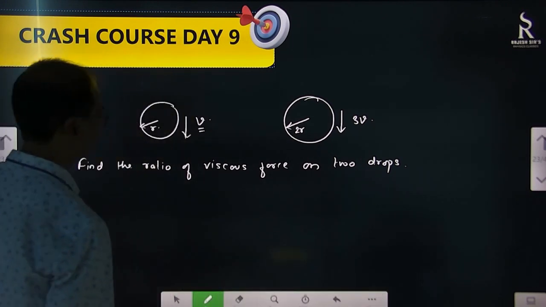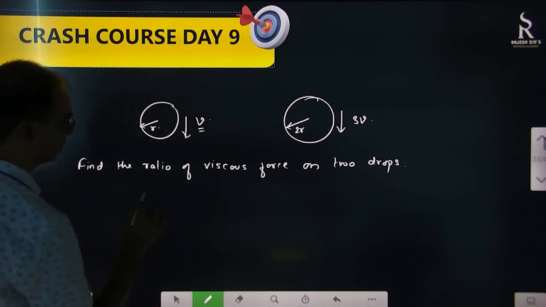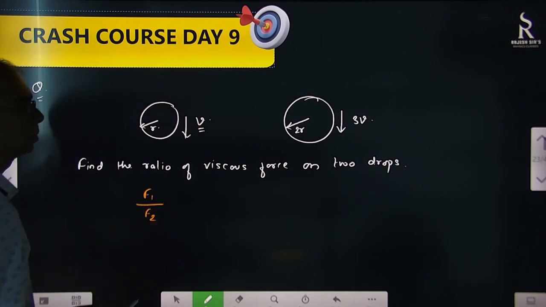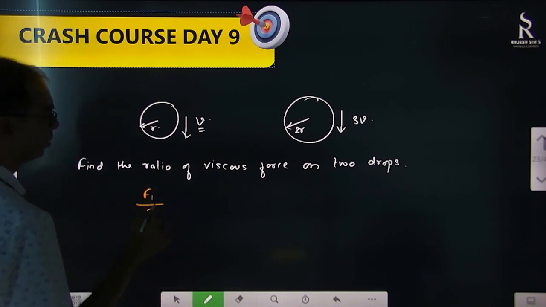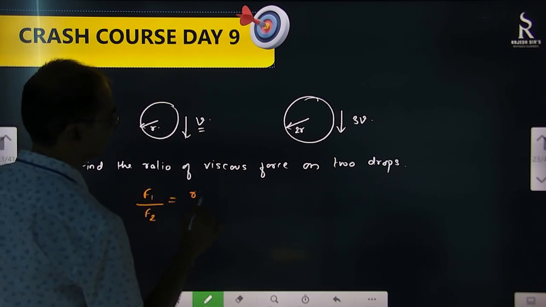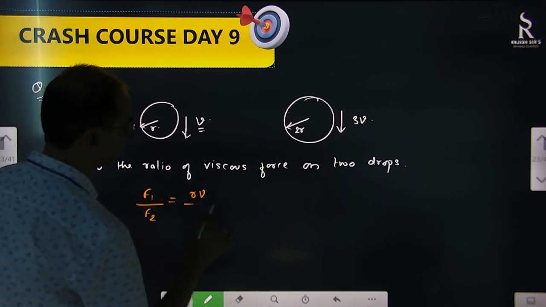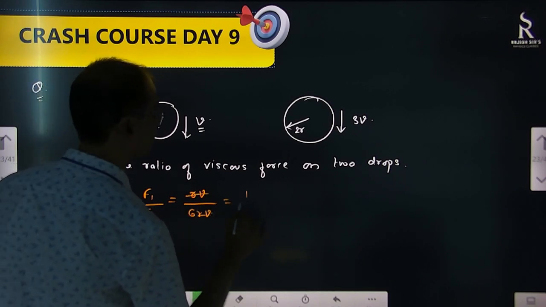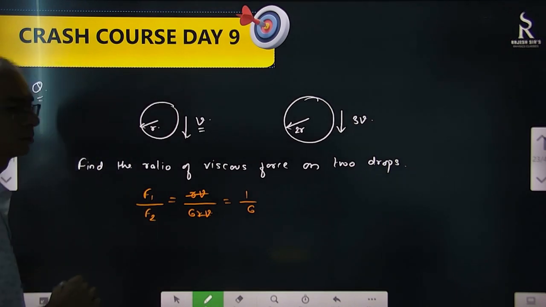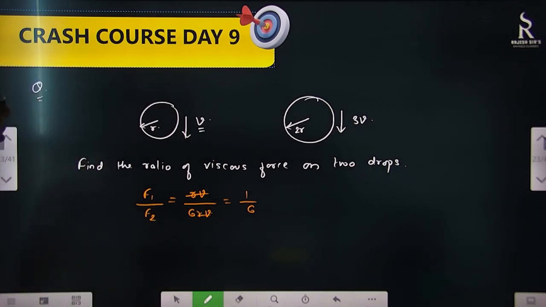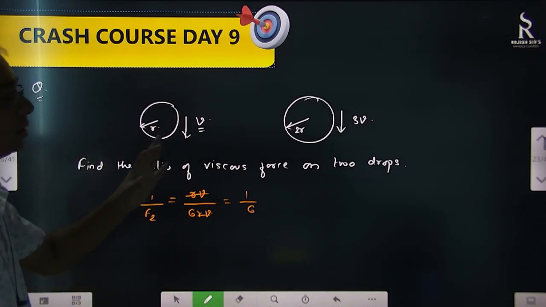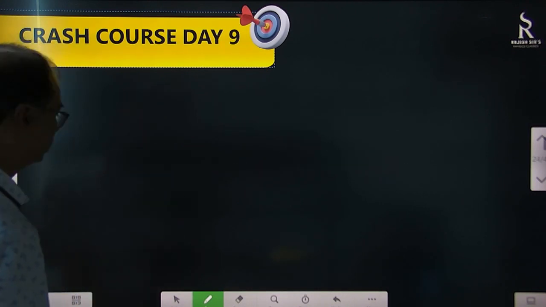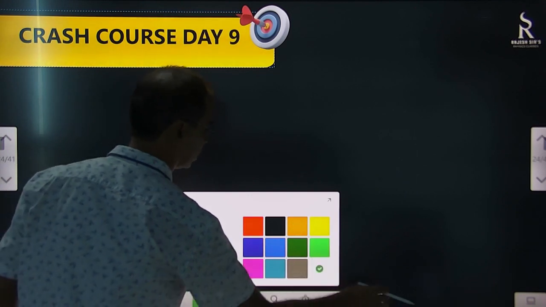What to do? The ratio is asked, F1 by F2. We know that force is proportional to RV. So here I'll write RV only, and there I'll write 6 RV. That is it. So F1 by F2 is equal to 1 by 6. Now can we change the same question into some other mode also? Yes, we can change it in another way.